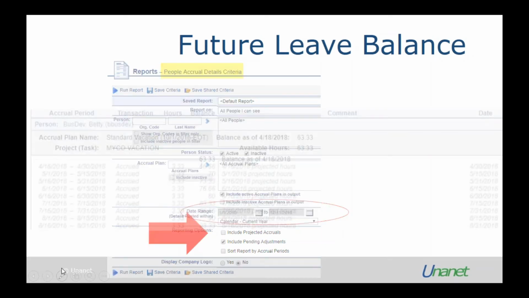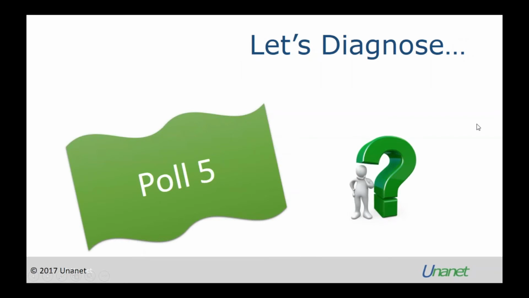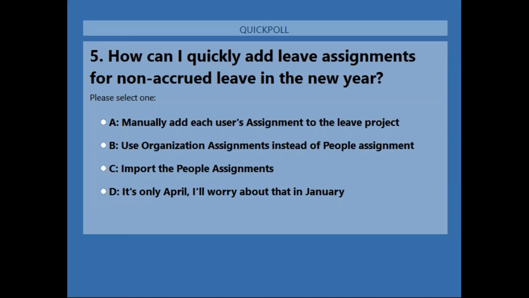When you check that box, the system result is going to be to show you used and earned hours going out into the future. So I can see here that by the end of July, I'm going to have about 90 hours of accrued leave. So I have some time that I'll be able to take, assuming that I don't take any time between now and then. So a good report to know about, something that can be very helpful in helping you manage your accruals. Okay, we have one more poll question.